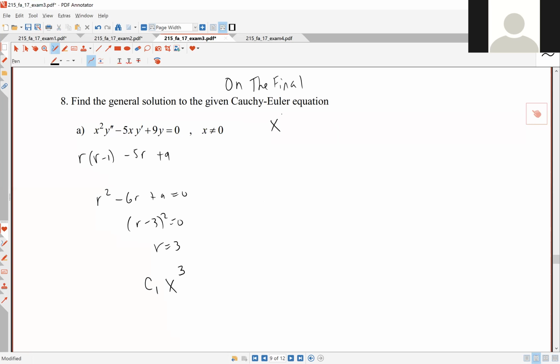So these were always solutions of the form x to the r. But if they weren't distinct, then we had to take the x to the third and multiply by a natural log of x. Now this would be the solution if we said for x greater than 0. If it's x not equal to 0, then we have to put the absolute values on those.